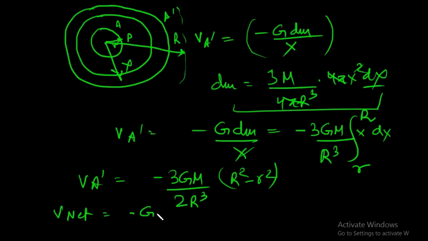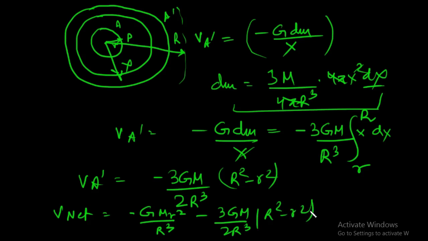So what would be the net potential? This would be equal to minus G M r square by R cube minus 3 G M by 2 R cube times (R square minus r square). This would amount to minus 1 by R cube, G M by R cube will come out, times (2 r square, then R square minus r square...), so 2 would be coming out, and 3 R square, so this would be 3 capital R square minus small r square. This is the answer of the final potential which is inside the sphere: minus G M by 2 R cube times (3 capital R square minus small r square).